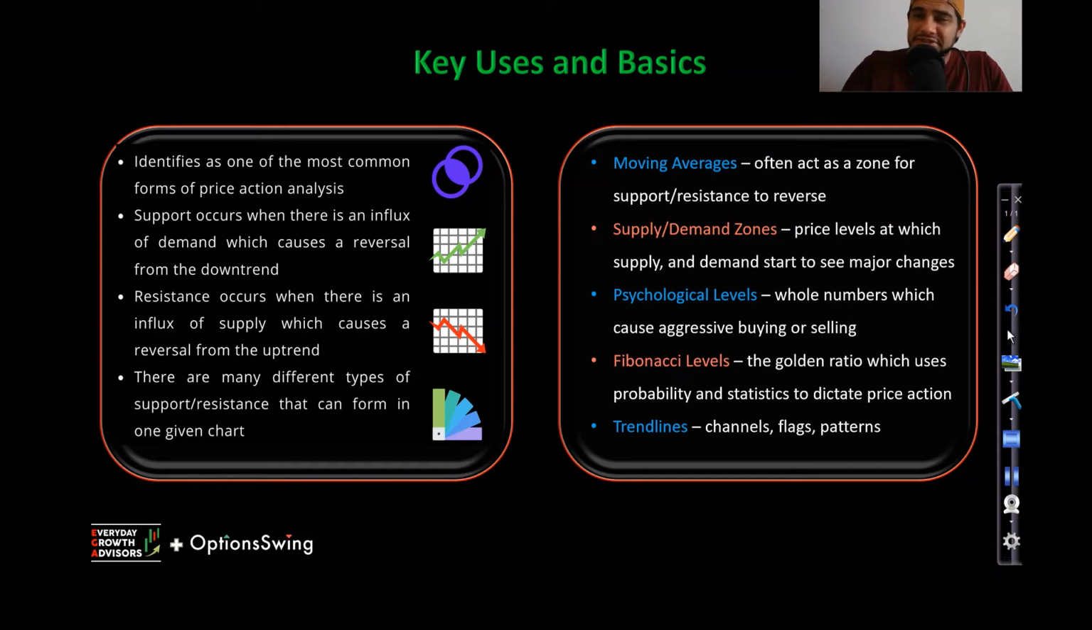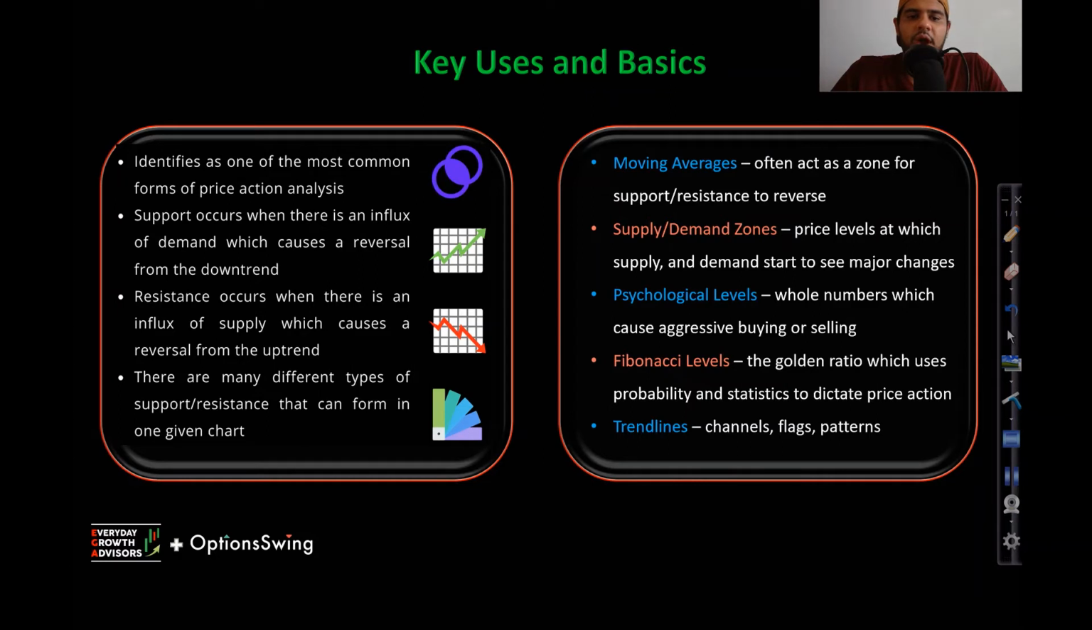So resistance is the exact opposite, right? It's like when you're going down from an uptrend. This would be a resistance zone. And then you also have resistance when you're going on an uptrend too. It can occur here. This would be the resistance. So it depends on if you're going in an uptrend or downtrend. The resistance and support changes, and that's just a basic idea. I want to get you introduced to the concept first.